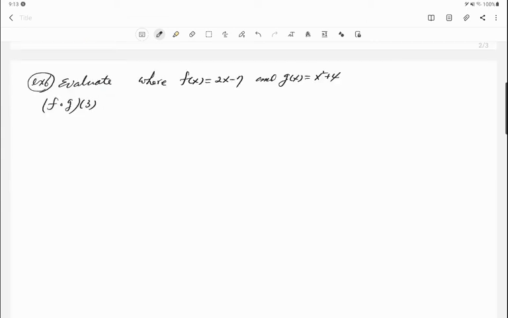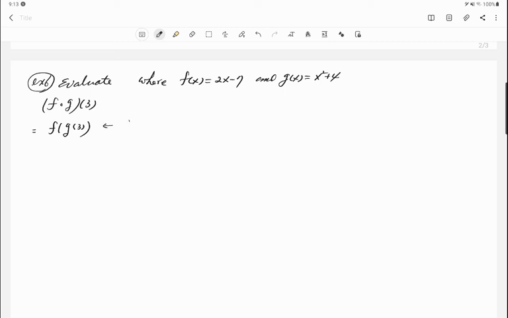Okay, now let's evaluate f circle g of 3. And then f of x and g of x are given. We can solve this in 2 different methods. Let's use the first method. So what do you mean by this? This means f of g of x, right? But here x is 3. So let's find g of 3 first.